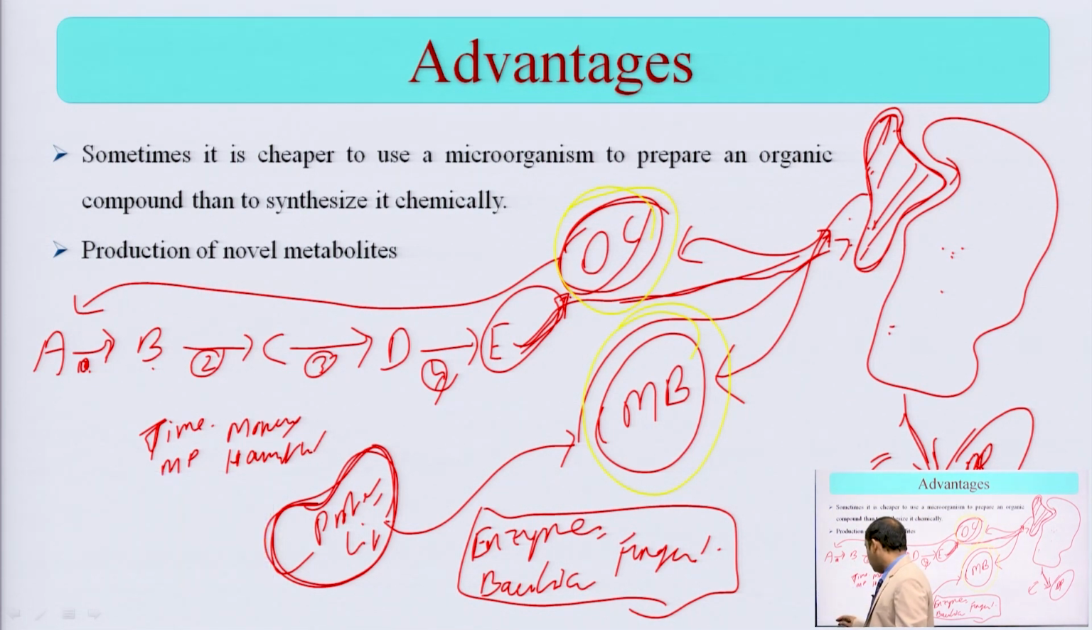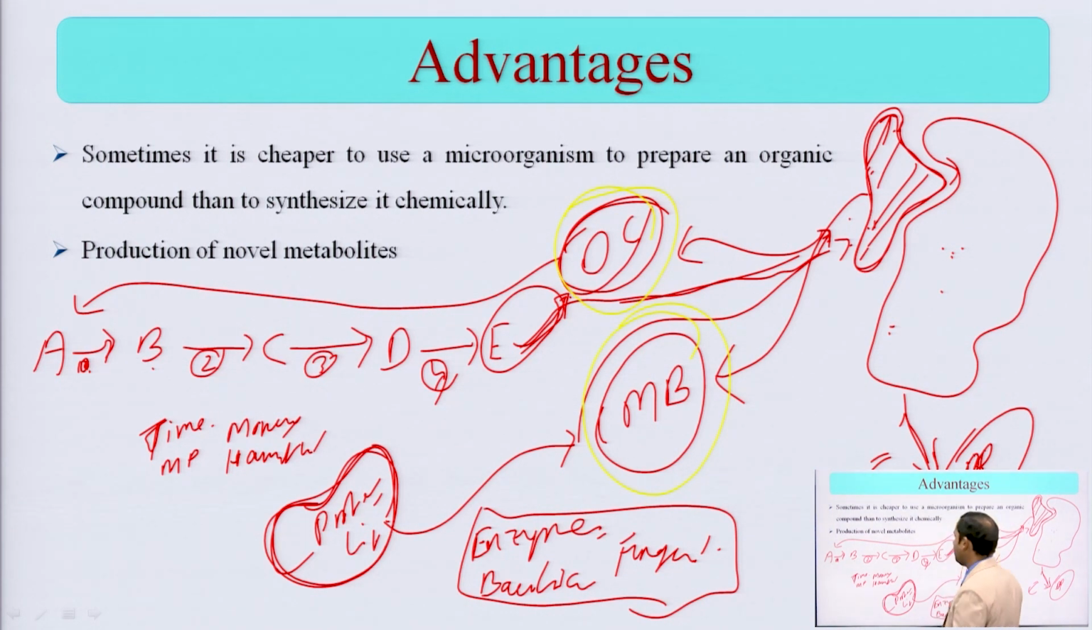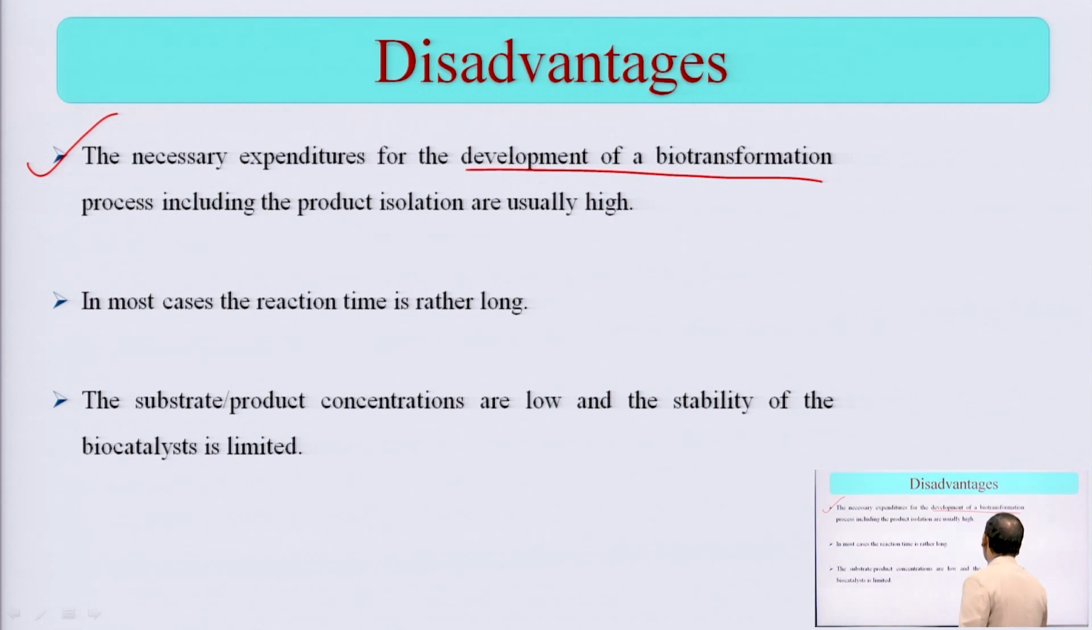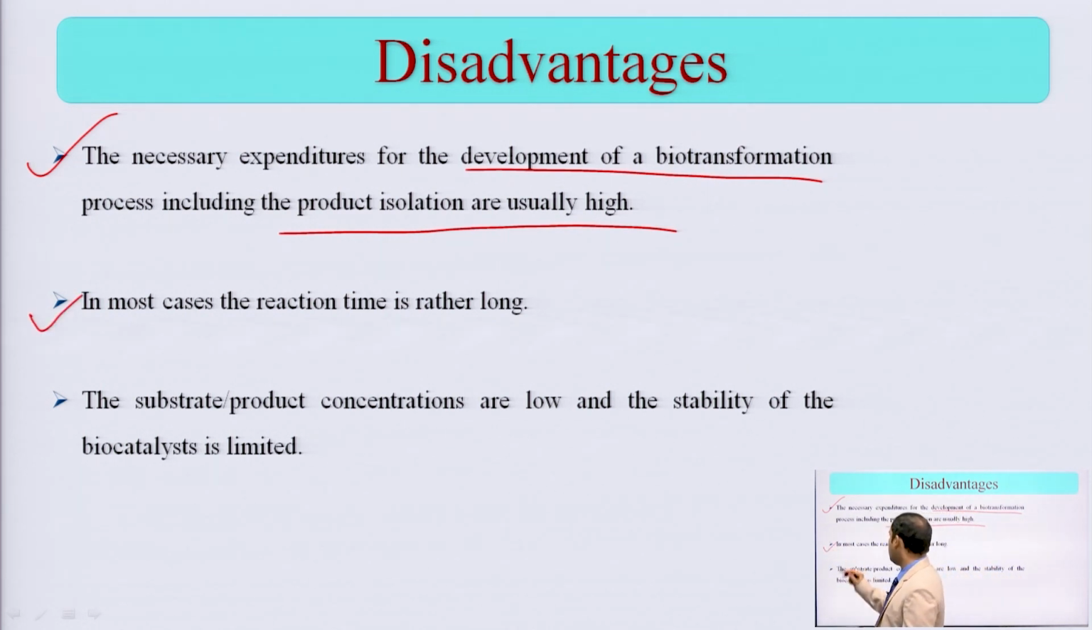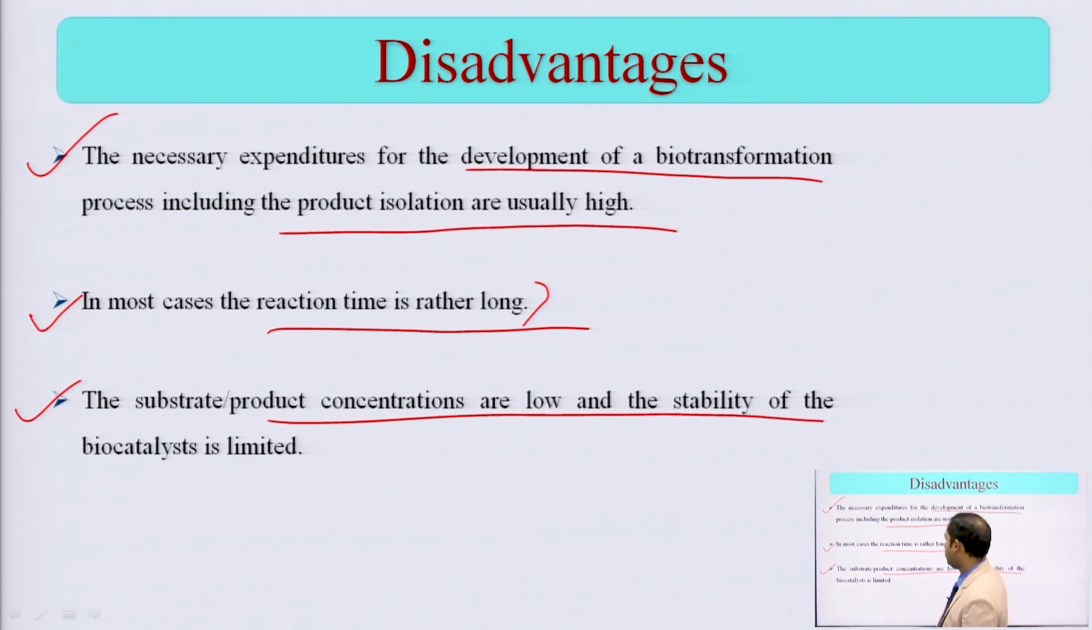Okay. Now, everything has lots of advantages, but everything comes into the world with lots of disadvantages. What are these? The first disadvantage is that the necessary expenditure for the development of the biotransformation process, including the production and isolation, is usually quite high. In most cases the reaction time is rather long. The substrate or product concentrations are low and the stability of the biocatalyst is limited.